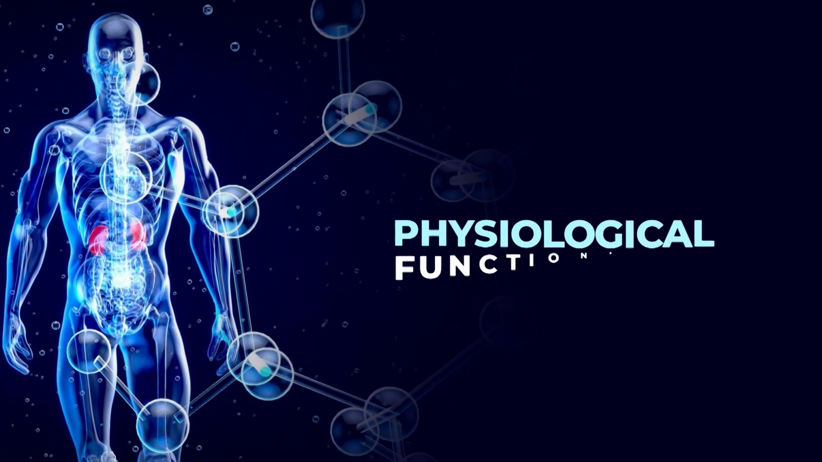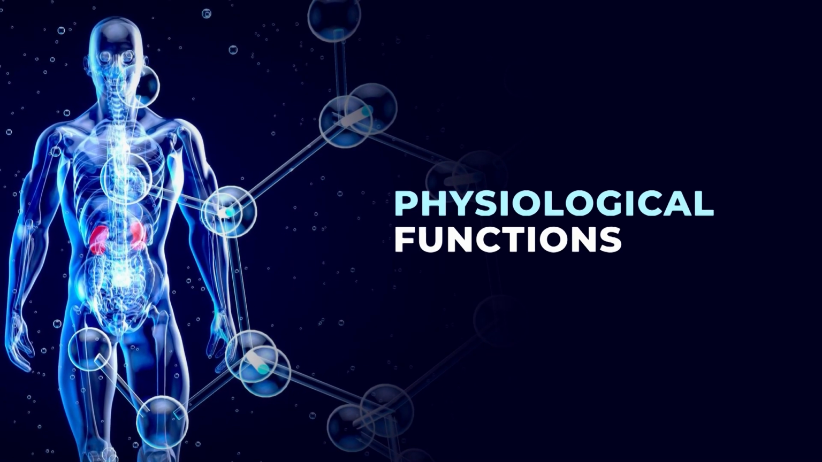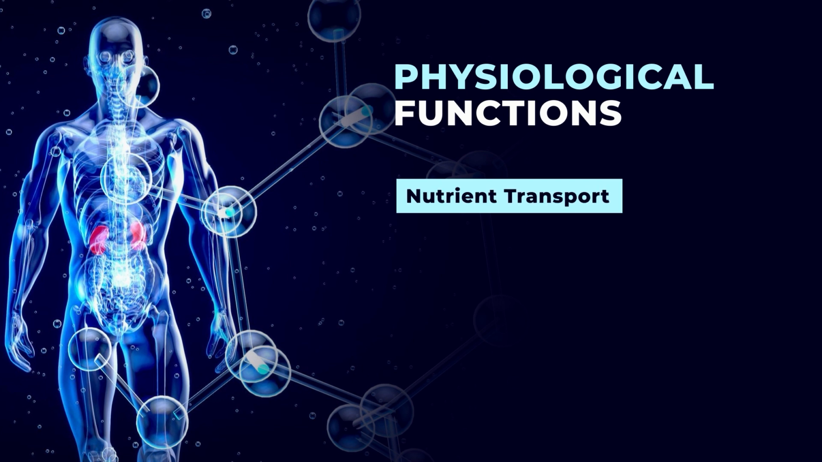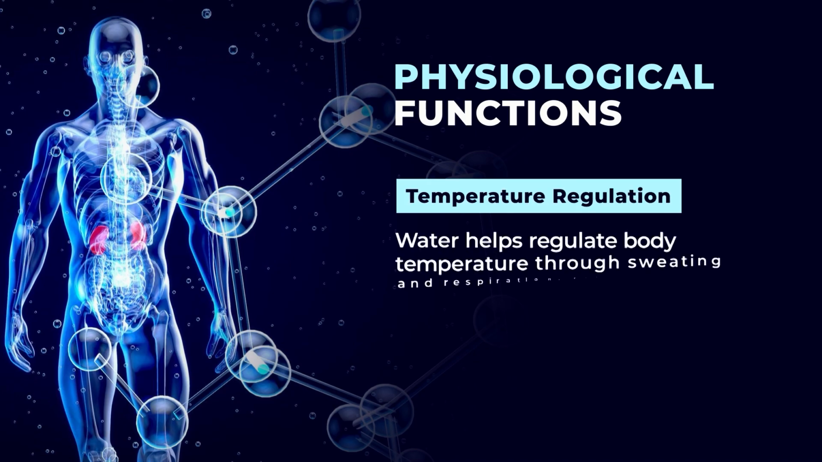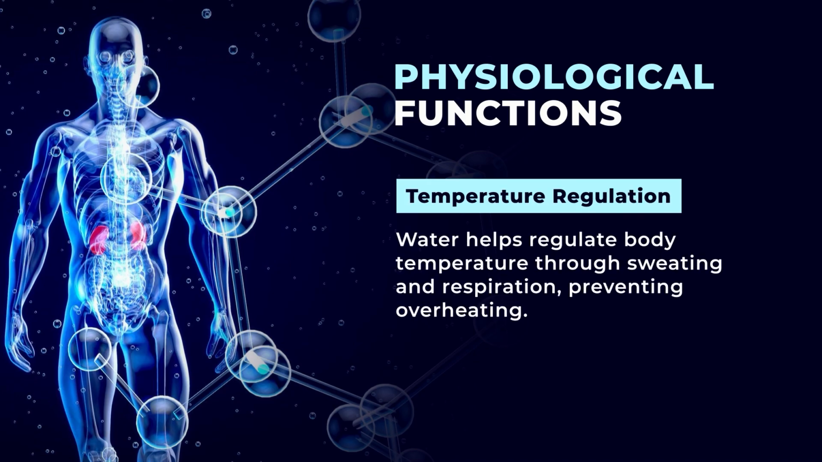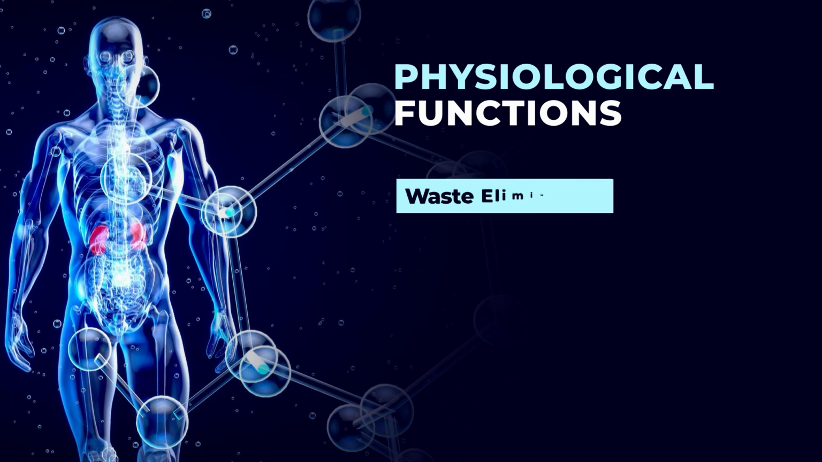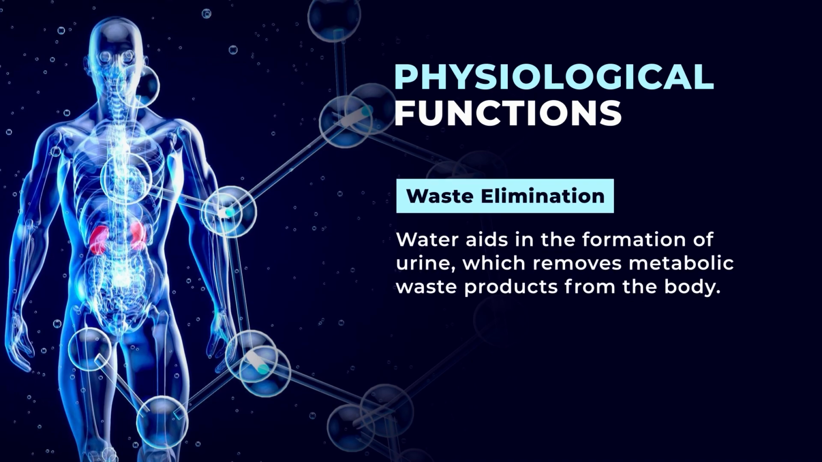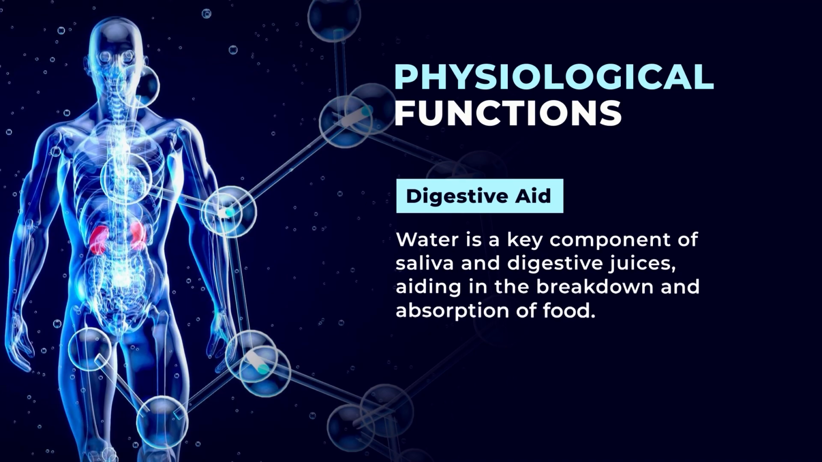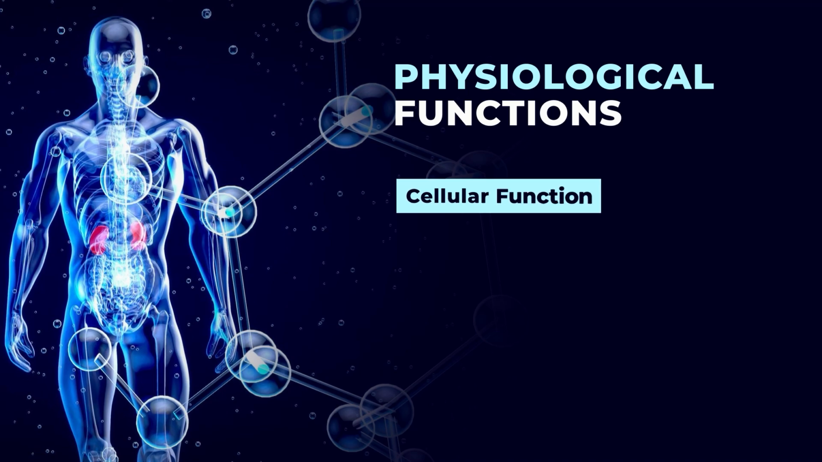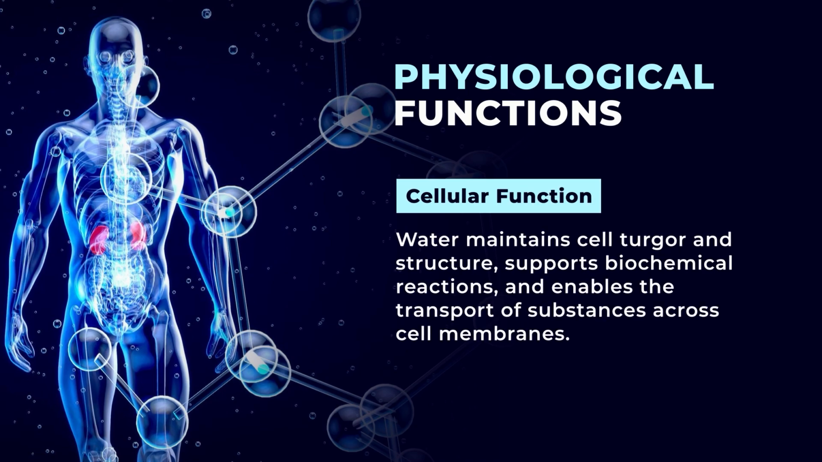What physiological functions it covers: nutrient transport takes place, that is, water in plasma transports nutrients, oxygen, hormones, and removes the waste products. It regulates the temperature through sweating and respiration, preventing overheating. Waste elimination takes place in the formation of urine. Joint lubrication. Similarly, it helps in the digestion process and maintains the cell structure and biochemical reactions.